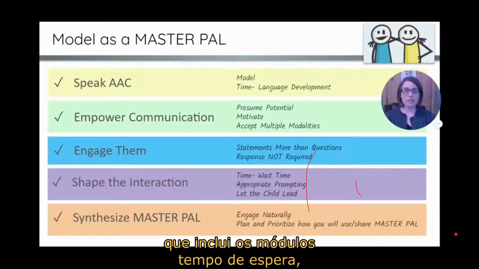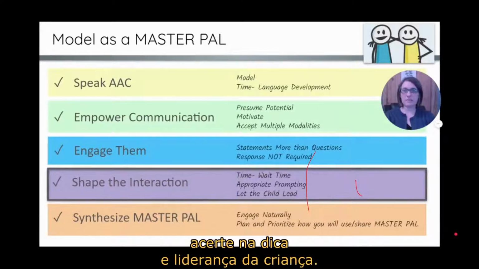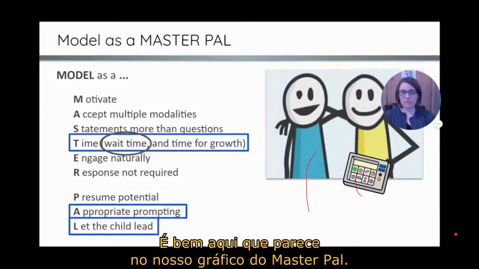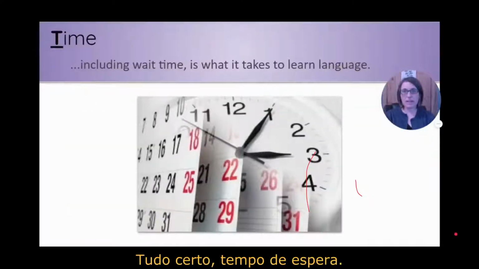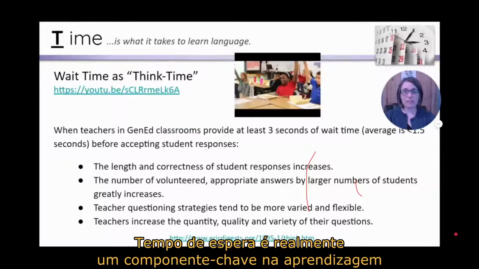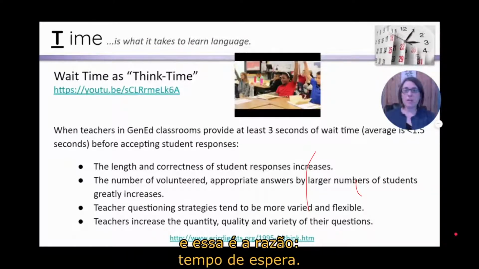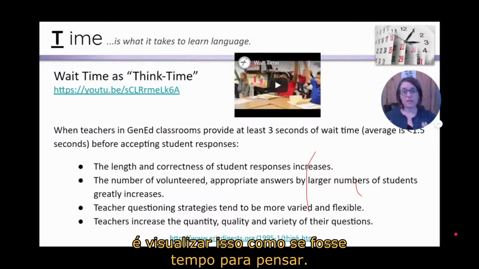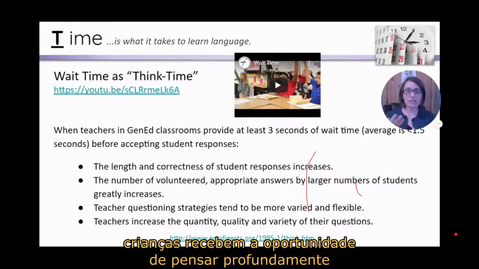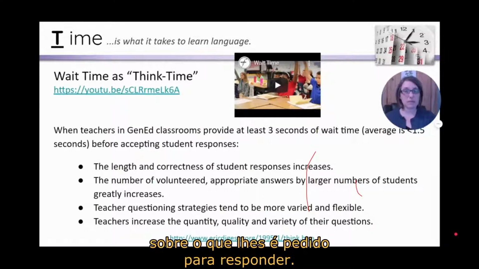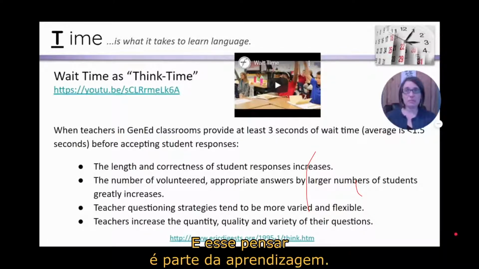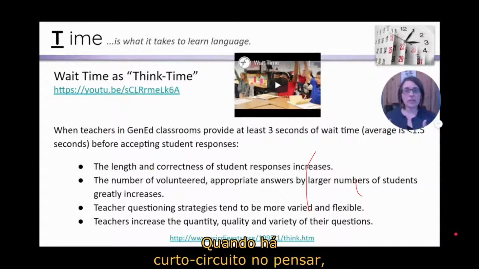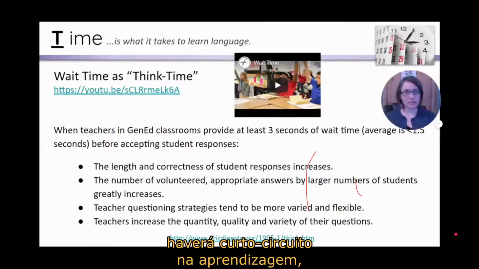This includes the modules wait time, appropriate prompting, and let the child lead. And this is where it falls on our Master Pal framework. All right, wait time. Wait time is a really key component in learning. A good way to understand its purpose is to think of it as think time. When wait time is provided, kids are given the opportunity to fully think through what they're being asked to respond about. And that thinking is part of the learning. So when thinking is short-circuited, then the learning is short-circuited. And for our kids with complex needs, this becomes even more important.